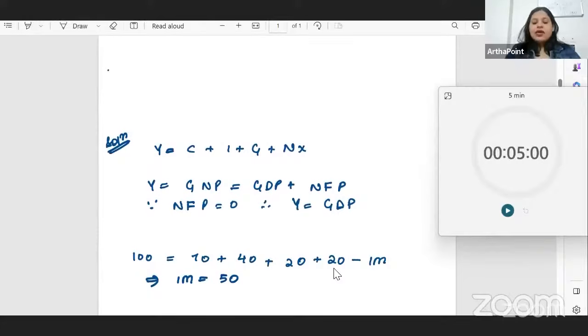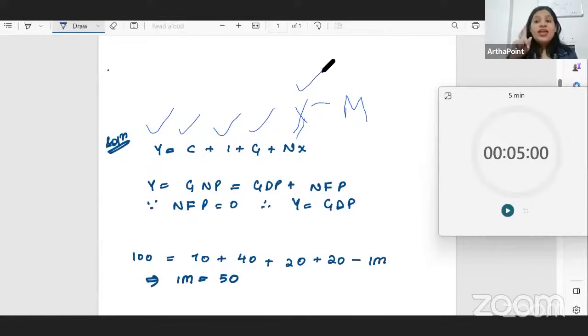Okay. What is NX? NX is X minus M. It is very simple: it is export minus import. Import is not given to us, beta, but all other things are given to us. I know what is Y. I know what is C, what is I, what is G, and what is X. Only M is missing from this question.